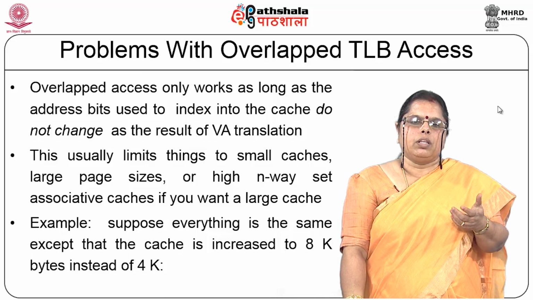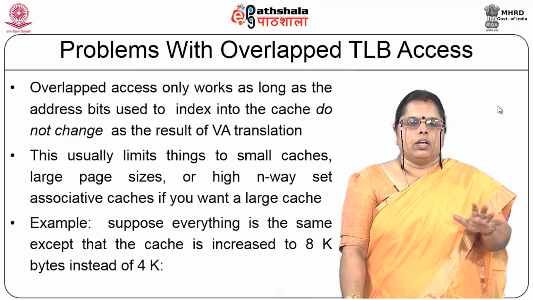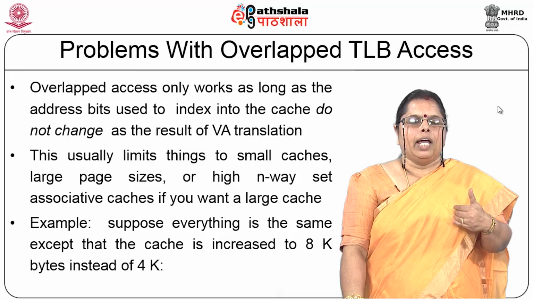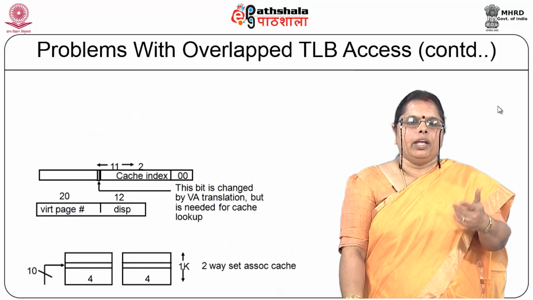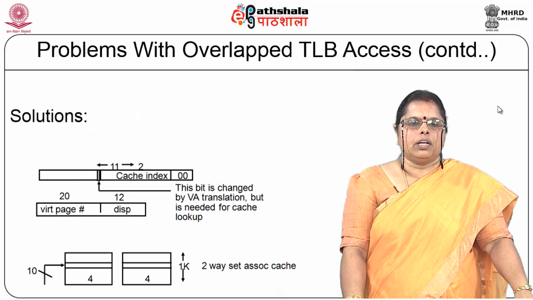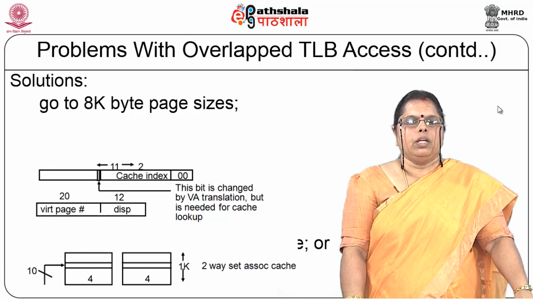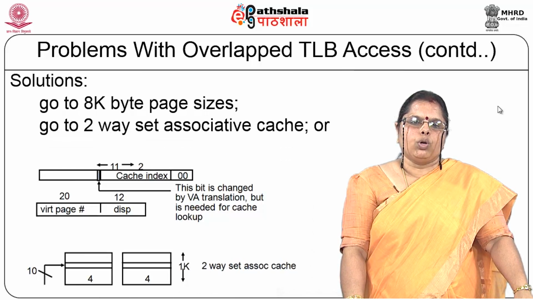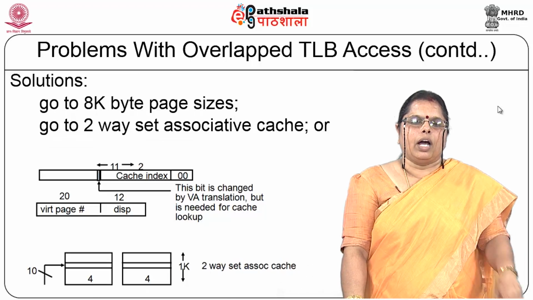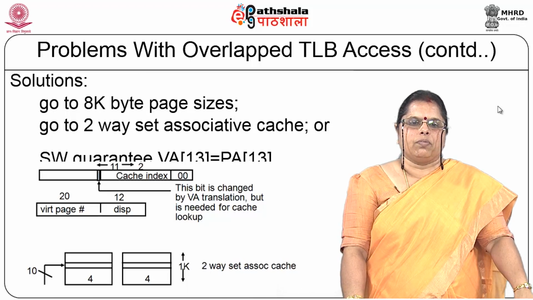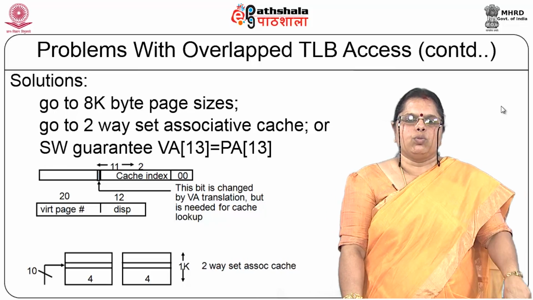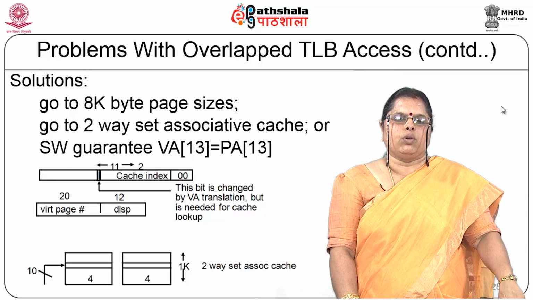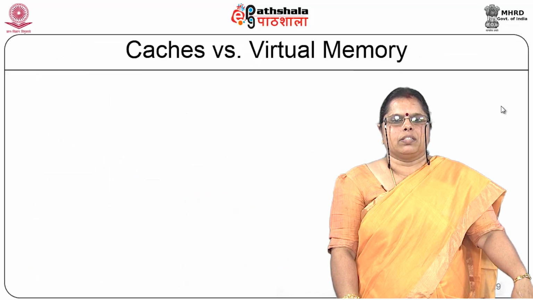Suppose, for example, everything is the same except that the cache is increased to 8K bytes instead of 4K, then that has been indicated here, how your associativity can be improved. So, when you go to 8K byte page sizes, either go to a two-way set associative cache or make sure that the software gives you the guarantee of equating the virtual address to your physical address there.